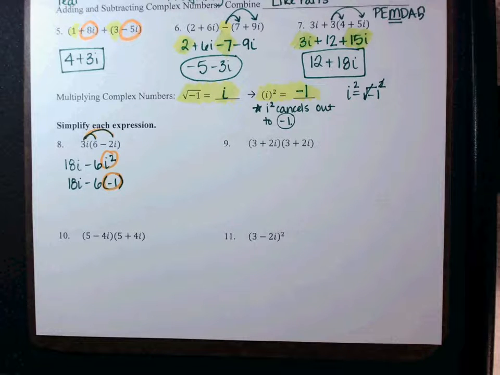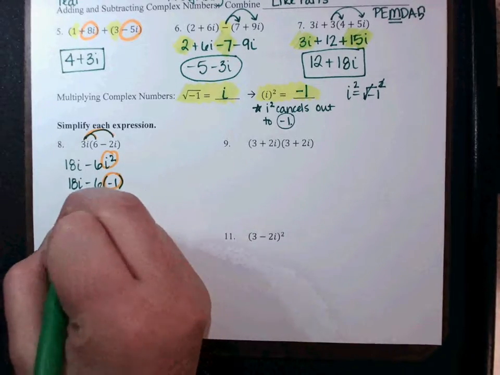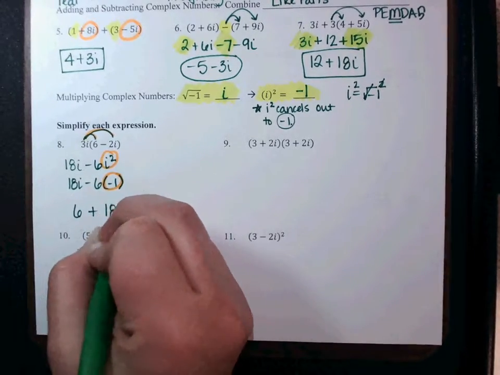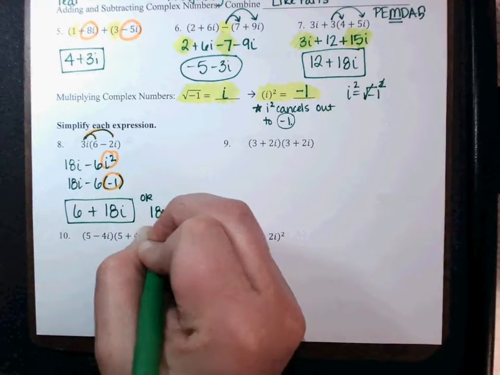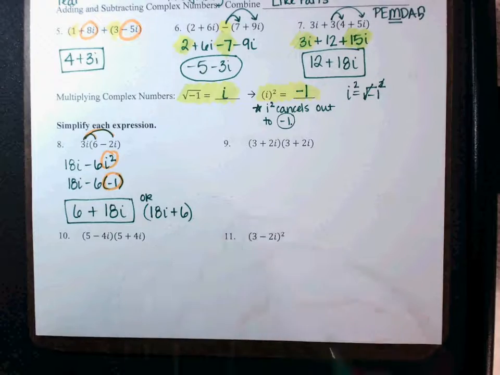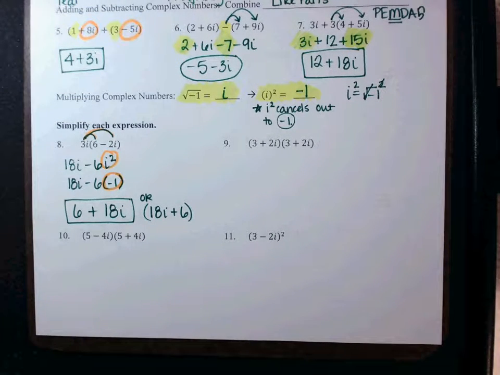Now remember, those are still multiplied. So what is -6 times -1? Now it's a positive 6. So I'd have 6 plus 18i. If you want to put 18i plus 6, okay, that's fine. I don't care. But just know that on your semester exam, it'll be written with the real part first.